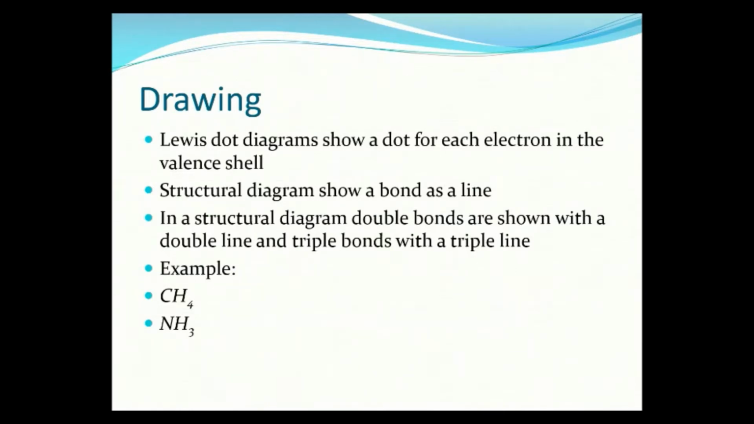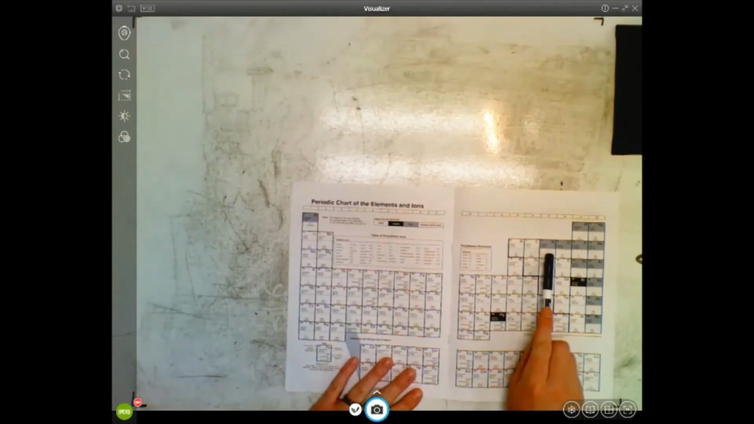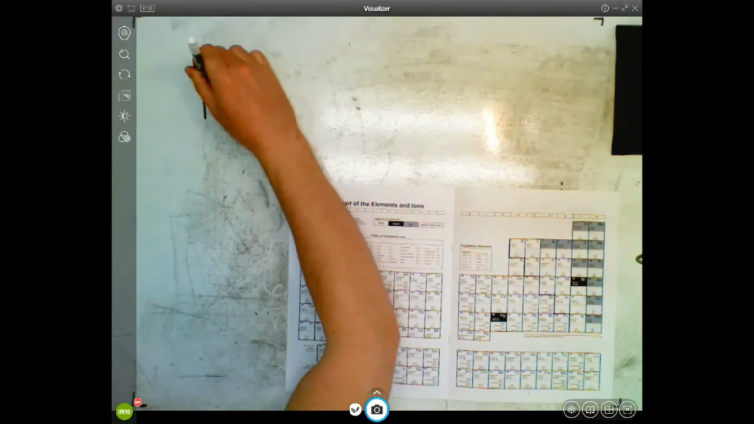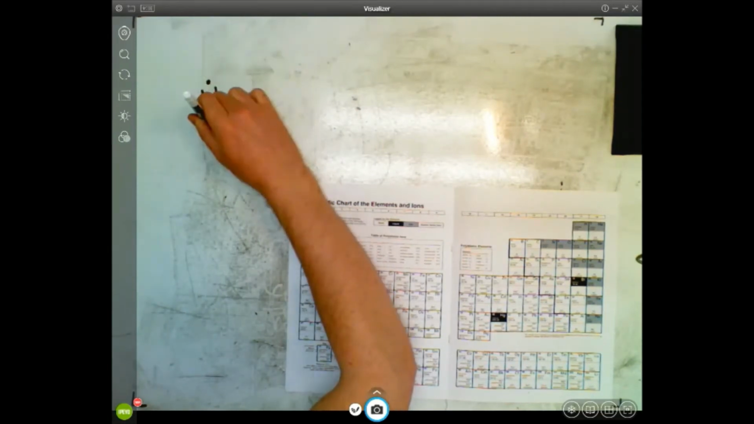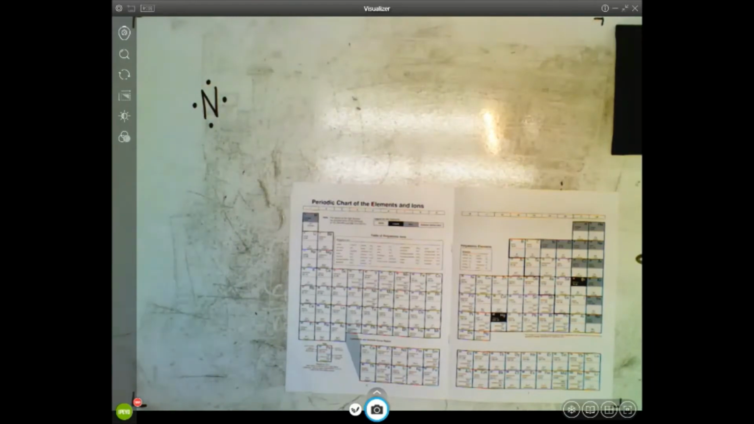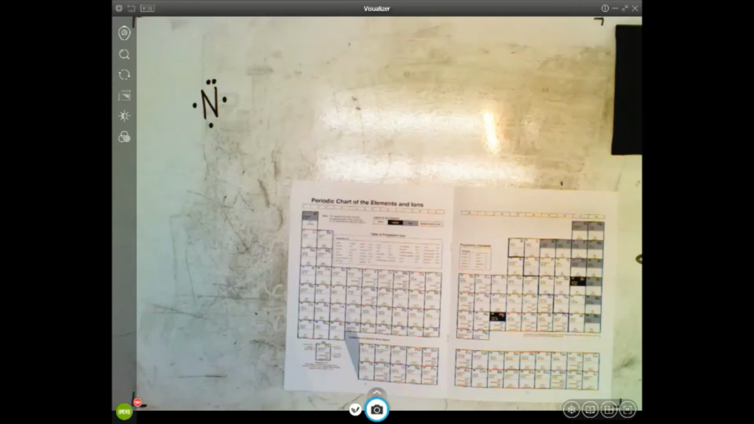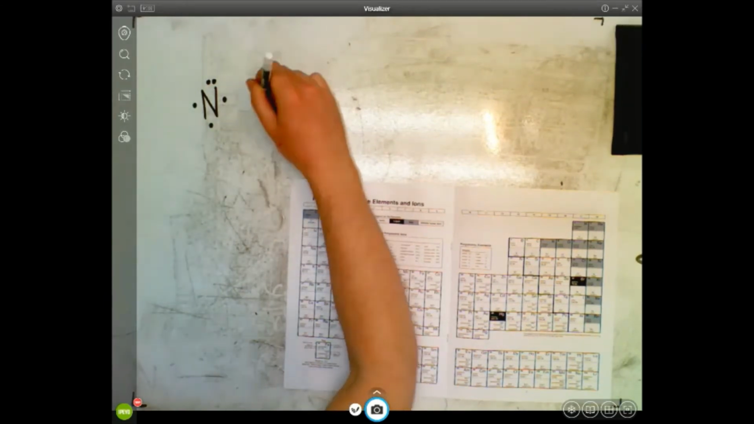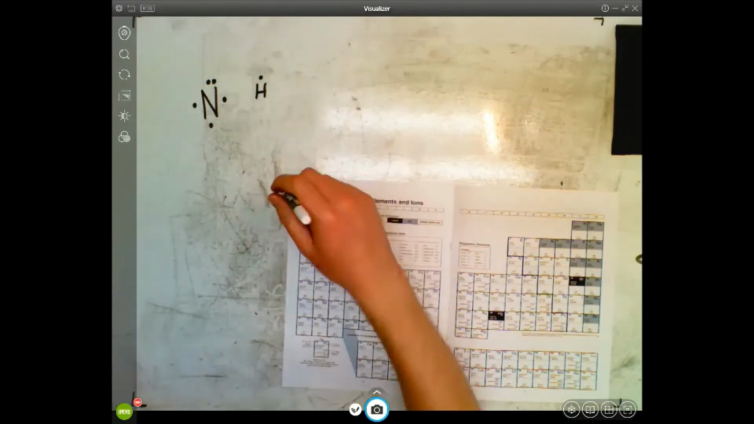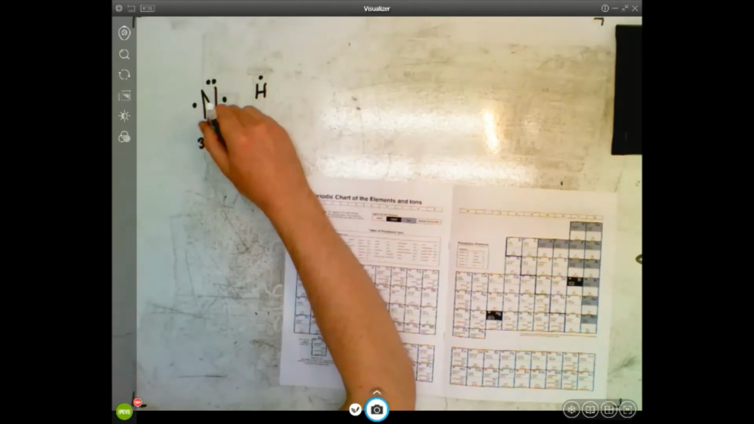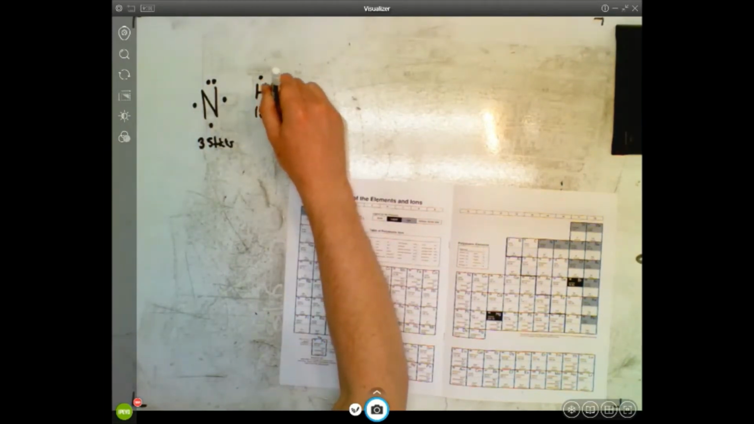In our data booklet, nitrogen is right here, and nitrogen is in group 15. So if I drew nitrogen, it would have 1, 2, 3, 4. Now all the spots are filled up, so one of them has to pair up. So there, nitrogen is paired up there. And then we also have hydrogen, which has 1 like before. So this needs 3 sticks attached to it, and this needs 1 stick attached to it.